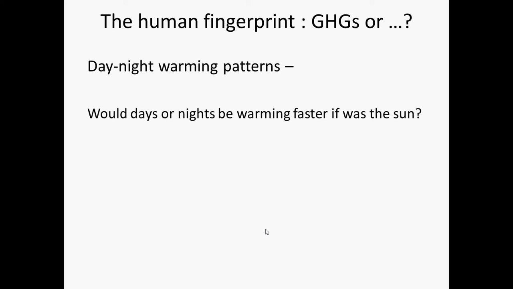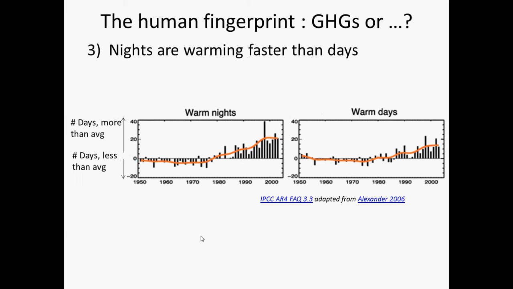So another piece of evidence here are day-night warming patterns. So you can think about this first. If the sun was responsible for global warming, do you think that days or nights would be warming faster? So I would imagine you would think that perhaps it would be during the day when the sun is actually out, right? And nights might not be so affected. If it was global warming, we know that greenhouse gases absorb and re-radiate infrared. So that's happening all 24 hours a day. So that's happening in the daytime and the nighttime. And what we actually see is that nights are warming faster than days.